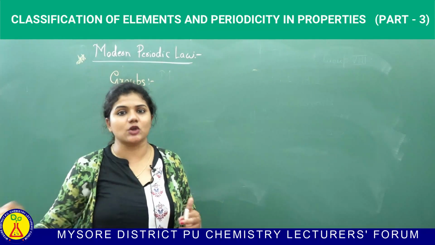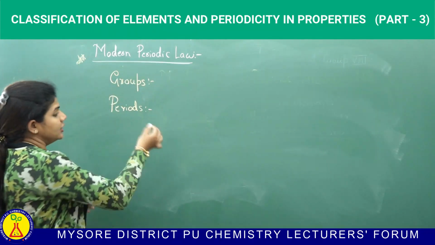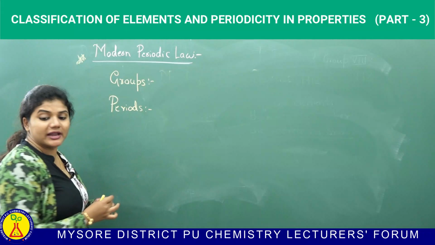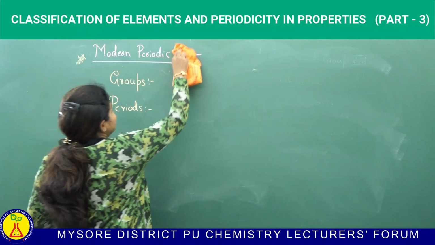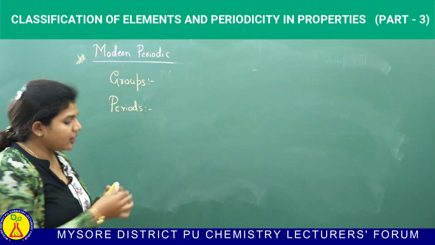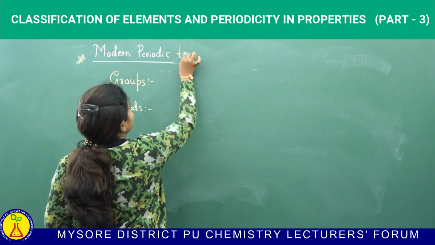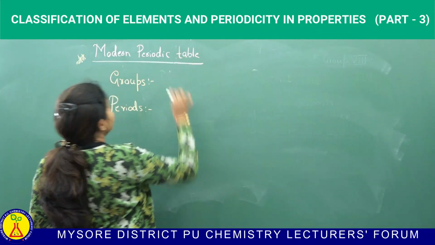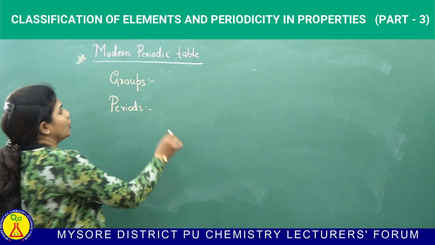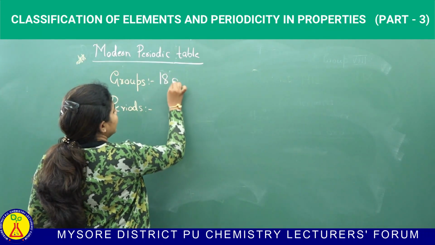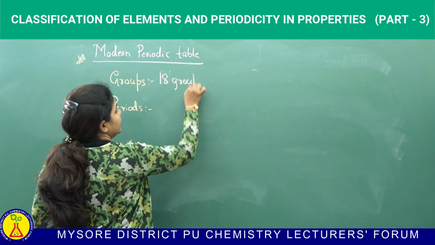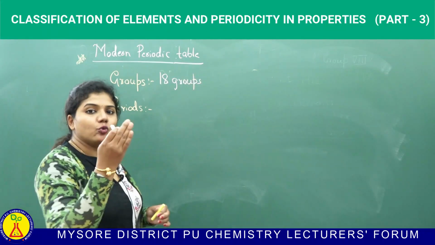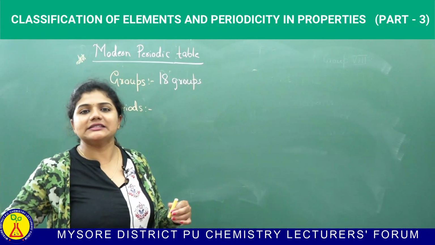Horizontal rows are called periods. So in the modern periodic table, you have 18 groups, numbered as 1, 2, 3, 4, 5, 6, 7, 8.